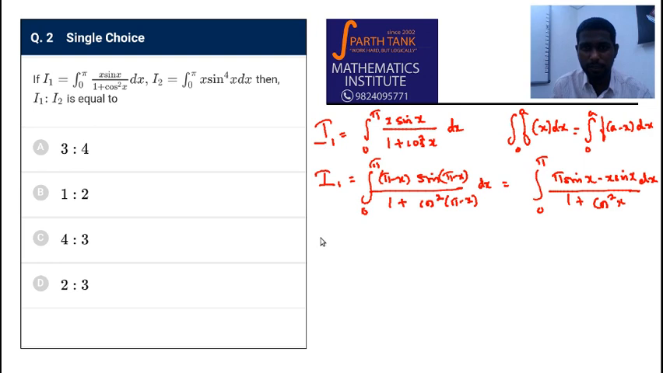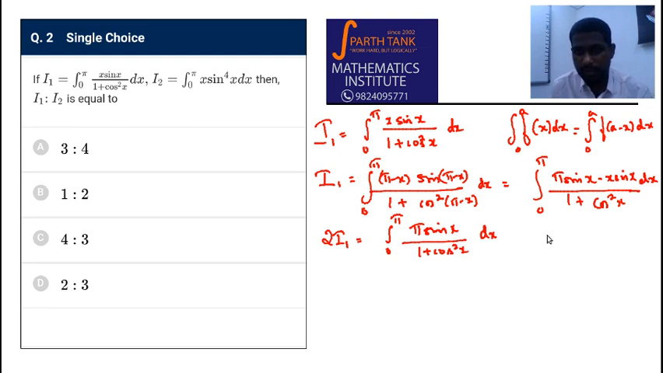Now if you add these two equations, you get 2I1 is nothing but the x sin x and x sin x parts get cancelled, and I have integral 0 to pi of pi sin x by 1 plus cos squared x dx. Alright. Now how to evaluate this? Take cos x as u. So du is minus sin x dx. And the limits, x is 0 means u is 1 and x is pi means u is minus 1.